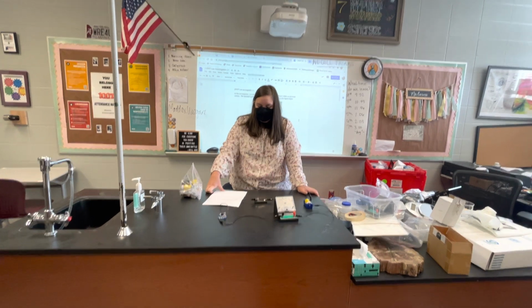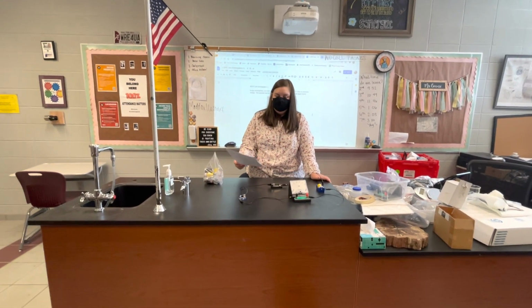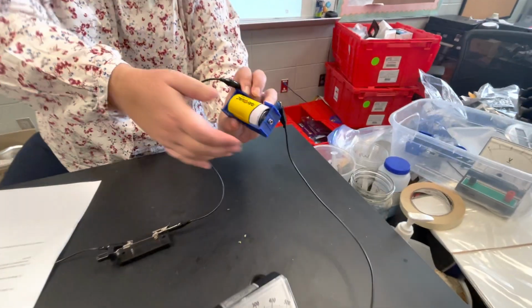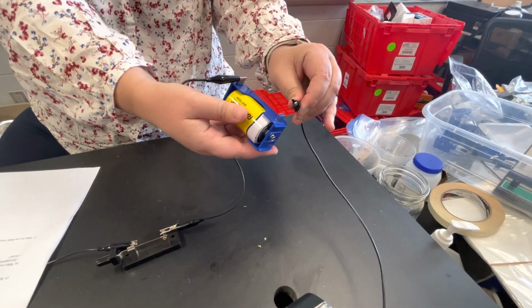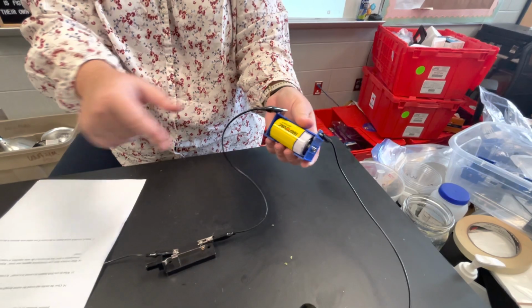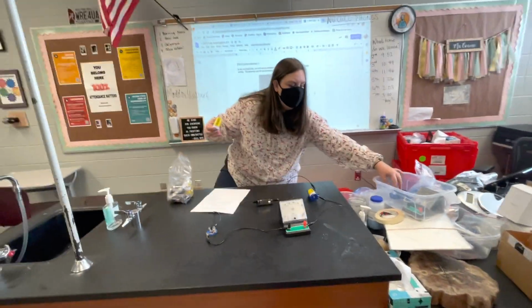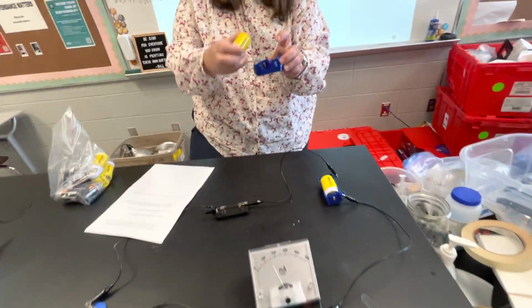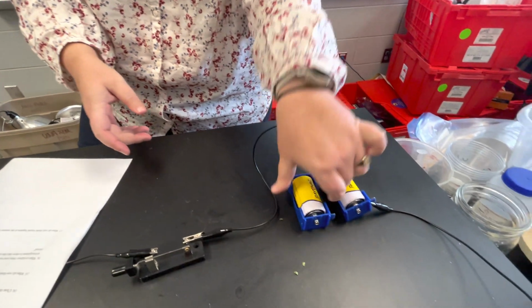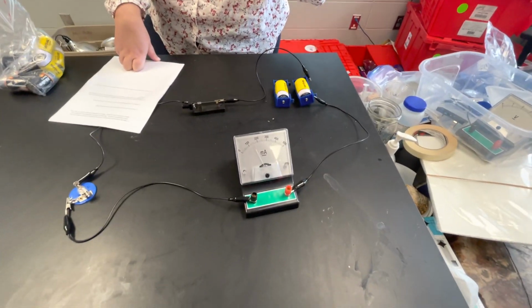Number 17 says, what do you think would happen to the current if you added more batteries to the circuit? So remember that this battery is a 1.5 volt. You can see the connections are loosening up a little bit as I move it. But this battery is a 1.5 volt. What if we took another battery that's a 1.5 volt and put it in another battery holder and then connected these together so that 3 volts is going through the circuit instead of 1.5 volts?